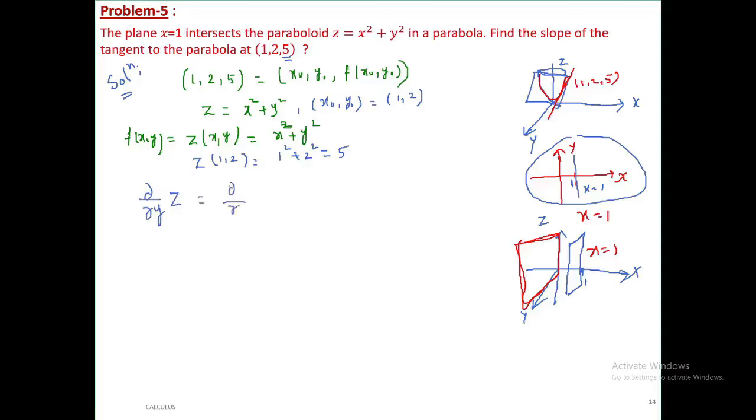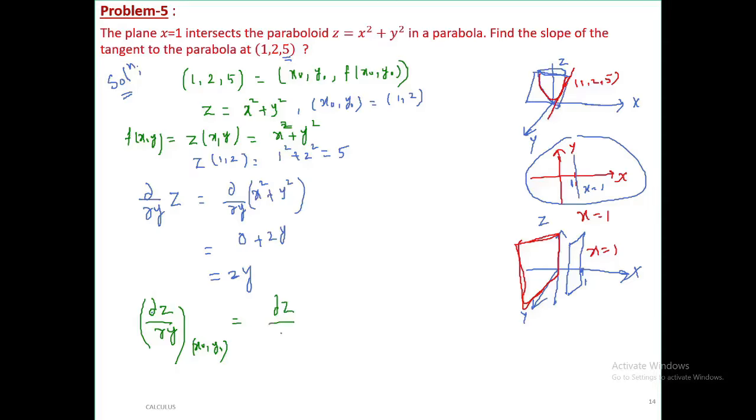So therefore, dou by dou y of what is z? z is here x square plus y square. Clear? Compute it with respect to y. So that means x is constant in this. So dou by dou y of x square is 0 plus 2y. So therefore, this answer is 2y. Okay, which one? Dou z by dou y. So then, what I want is slope, right? Therefore, dou z by dou y at what point, x naught, y naught, right?